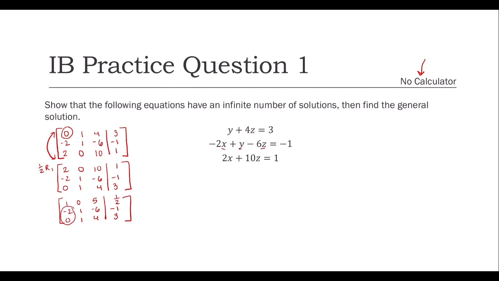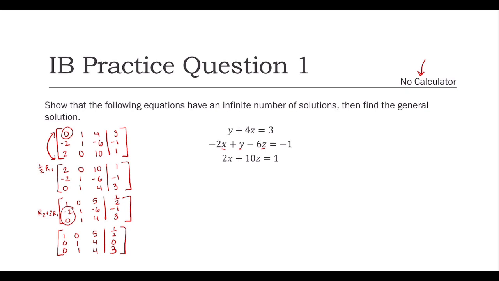The third row already has a 0, so we'll just take our row 2 plus 2 row 1, because we want negative 2 plus 2. So we'll do plus 2. So now we have 1, 0, 5, 1/2. And then for row 2, we'll have 0. 1 plus 0 is 1. Negative 6 plus 2 times 5, so negative 6 plus 10 is 4. Negative 1 plus 2 times 1/2 is going to be 0. And then our third row is still 0, 1, 4, and 3.